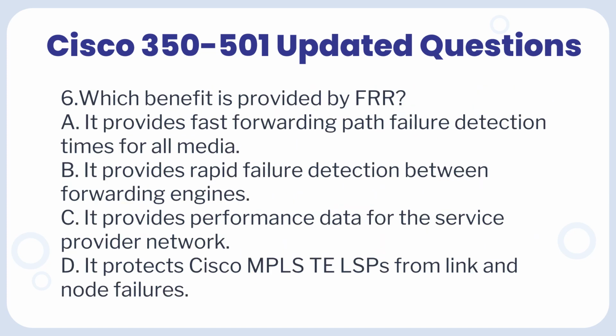6. Which benefit is provided by FRR? A. It provides fast forwarding path failure detection times for all media. B. It provides rapid failure detection between forwarding engines. C. It provides performance data for the service provider network. D. It protects Cisco MPLS-TE LSPs from link and node failures.